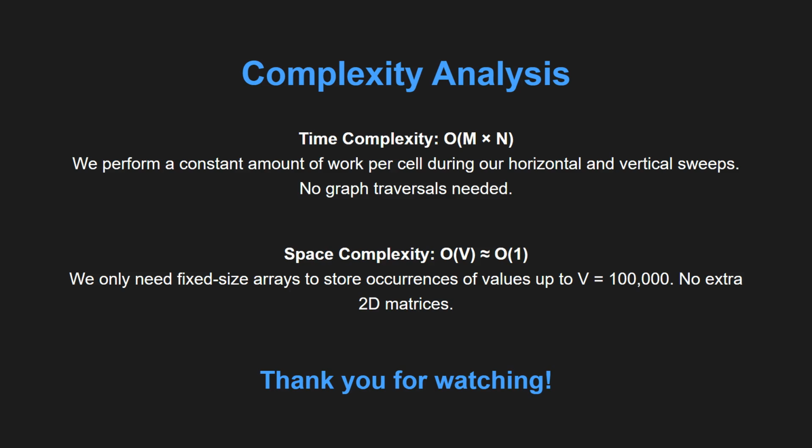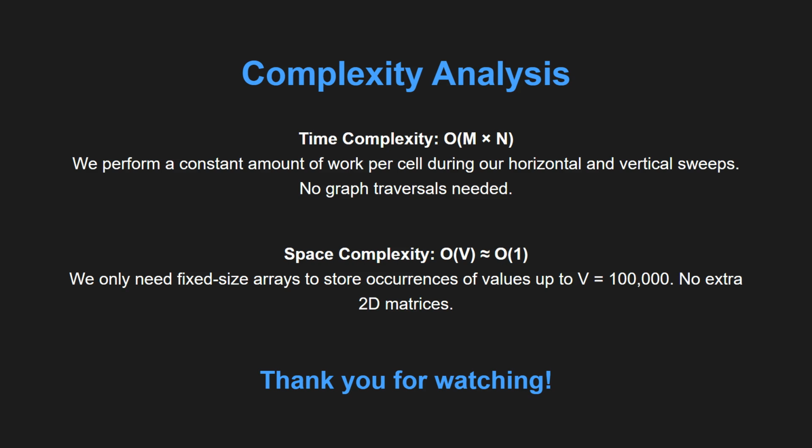Finally, let's wrap up with the complexity analysis. For the time complexity, calculating the initial total sum takes big O of m times n time, where m is the number of rows and n is the number of columns. Our horizontal sweep visits each row and iterates over its columns, which again takes big O of m times n. The vertical sweep is symmetric and also takes big O of m times n. Therefore, the overall time complexity is strictly big O of m times n, which is optimal because we must process every cell at least once.